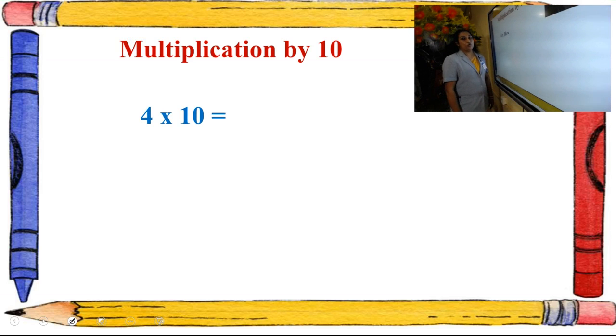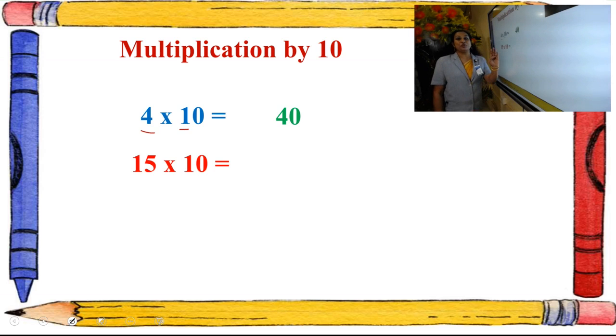4 into 10. You know what is 4 into 10, isn't it? We will multiply 4 and 1 first. That is 4 and add 1 0. Then next question, 15 into 10. When you multiply a number with 10, just multiply 15 into 1. 15 into 1 gives the same number. We have learned the properties, isn't it? 15 ones are 15 itself. And how many zeros are there for 10? 1 0. So add that 0. So it is 150.